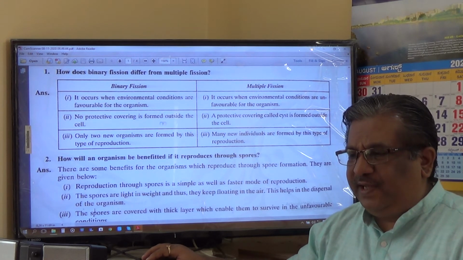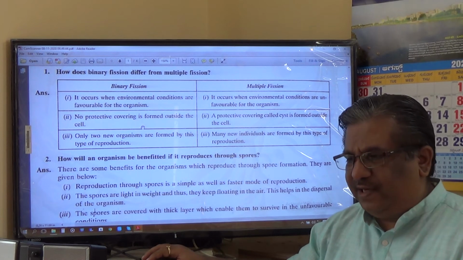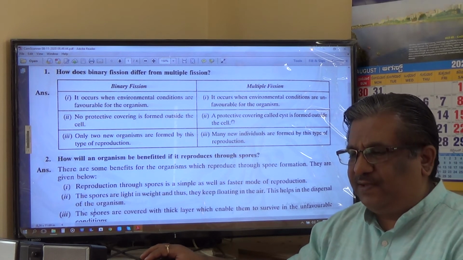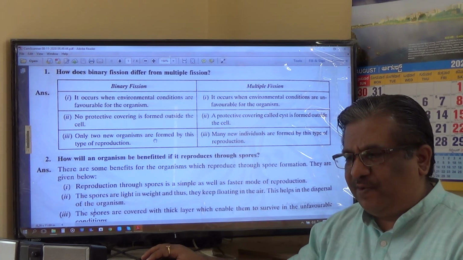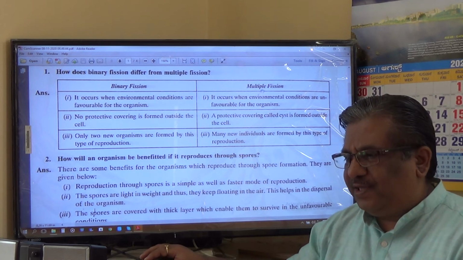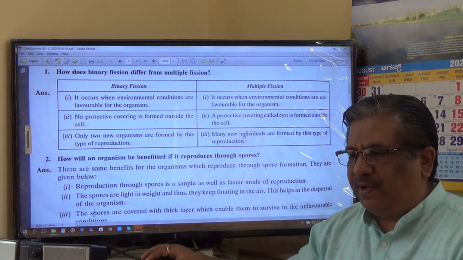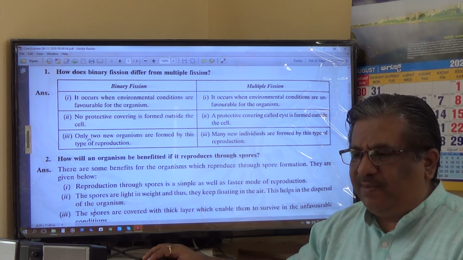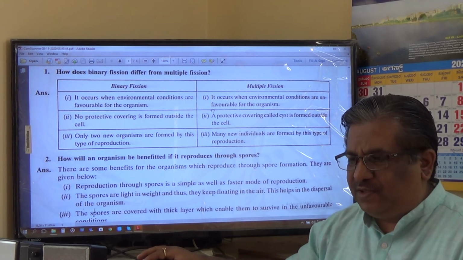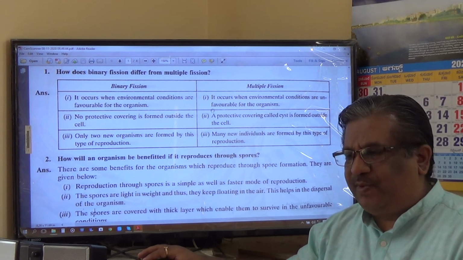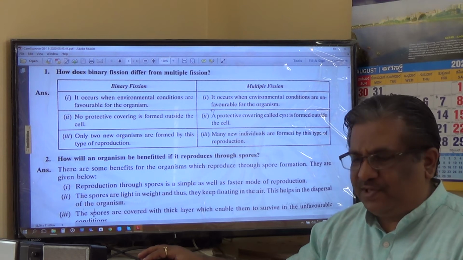No protective covering is formed outside the cell in binary fission, whereas protective covering is formed in multiple fission. Only 2 new organisms are formed by this type of reproduction, that is in binary, whereas in multiple, many individuals are formed. You take point number 2 and point number 3 rather than point number 1. That is important, which I feel 2 points are enough to distinguish between binary and multiple fission.